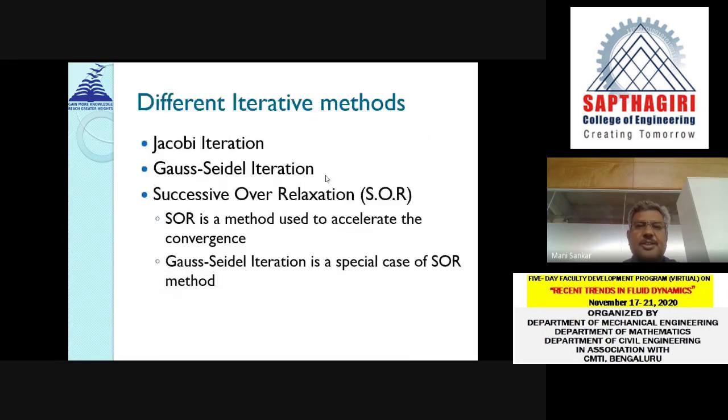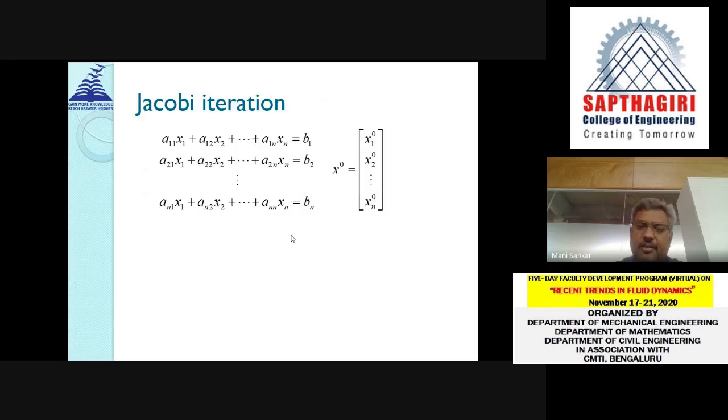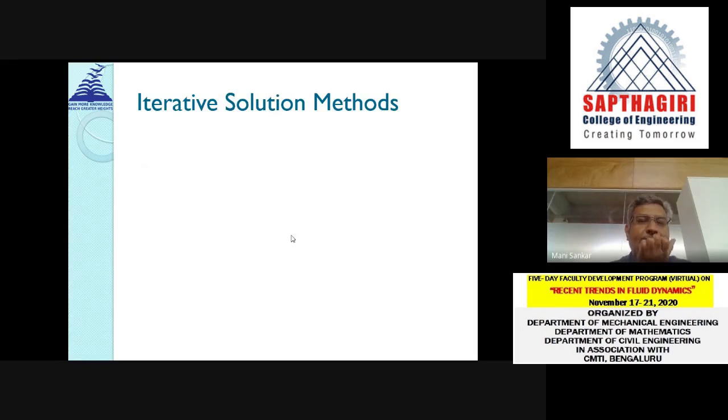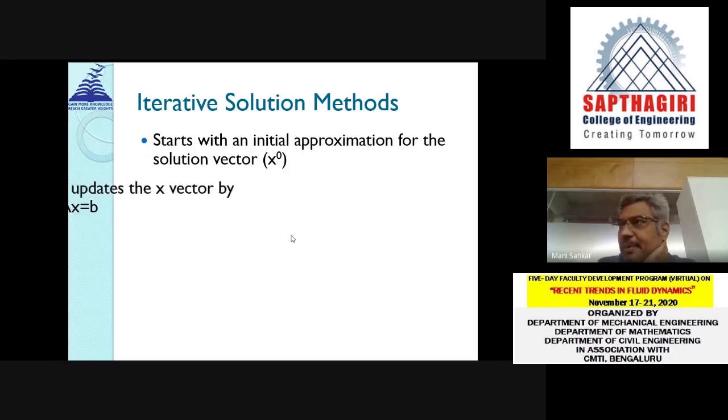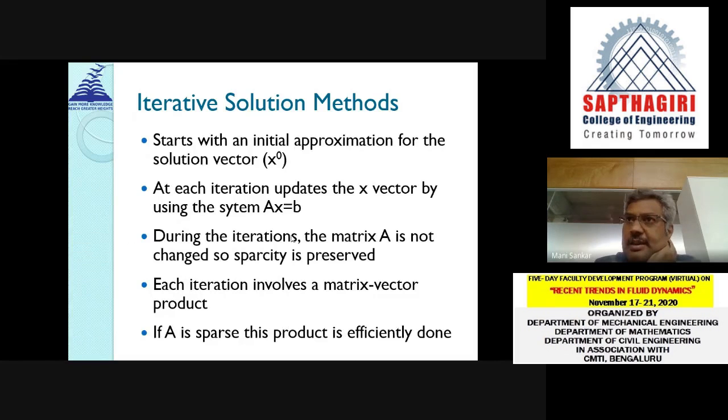And let me skip this part. Generally, sometimes we cannot adopt any of these standard techniques. Sometimes we need to solve the finite difference equation by using an iterative solution technique.